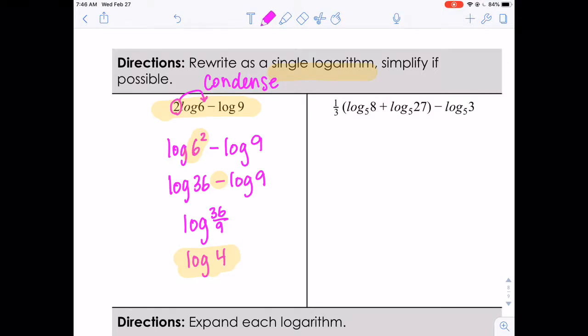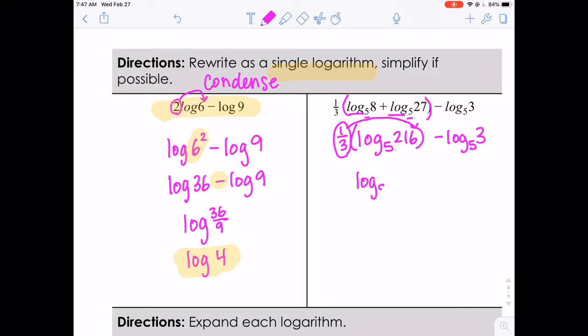The second one is a little more intense. I see parentheses, so I'm going to start there. I have log base 5 and log base 5, so I would have log base 5, and I know it's addition, which with exponents would mean multiply. So I'm going to do my calculator, 8 times 27, and I get 216. Like that. Still have the 1/3 out here, and the minus log base 5 of 3. So I know that this out in front means that that's really an exponent right here. So I would have log base 5 of 216 to the power of 1/3 minus log base 5 of 3.